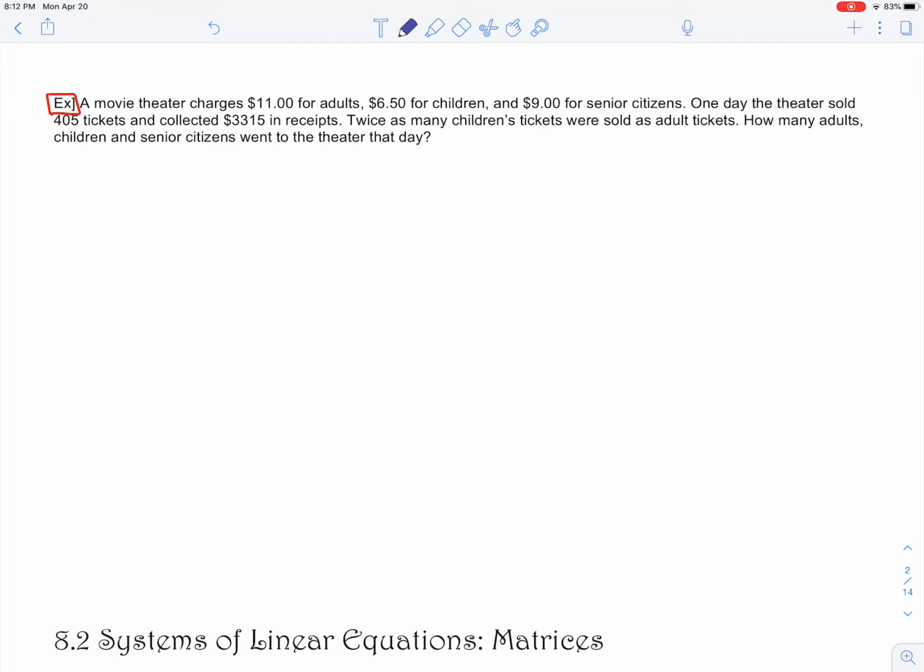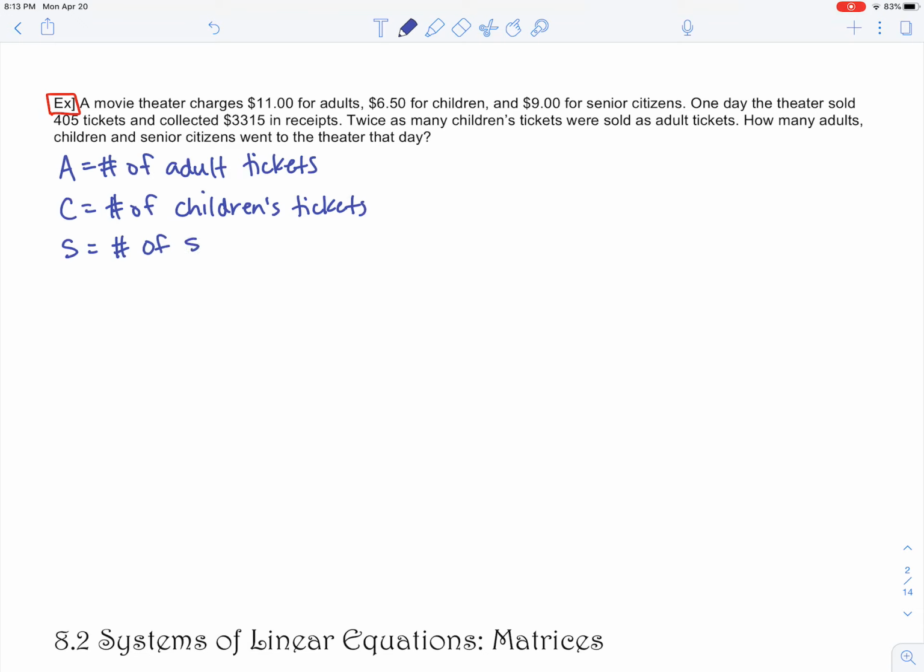So the first thing we have to do is label our unknowns, and I'm going to write it out so that I can reference it later. I think I'll use A for the number of adult tickets. And I will use C for the number of children's tickets. And then I will use S for the number of senior tickets. You can use any letters you want. I kind of like them to match up with the words, but it doesn't really matter.